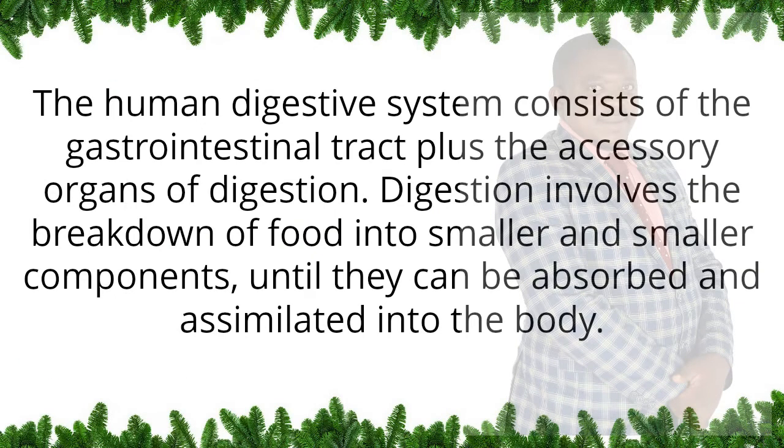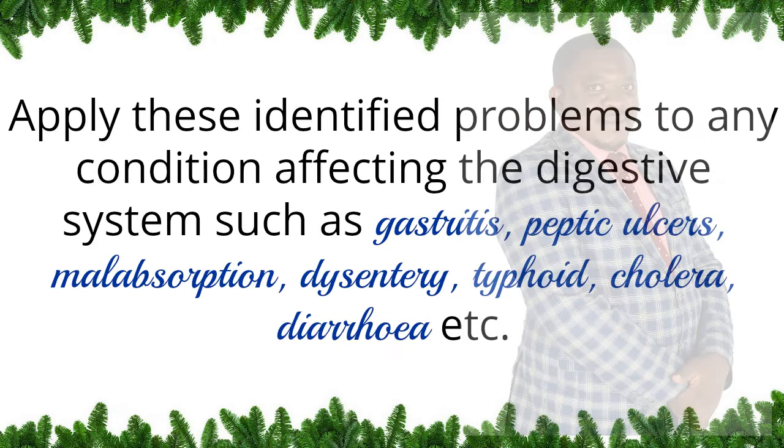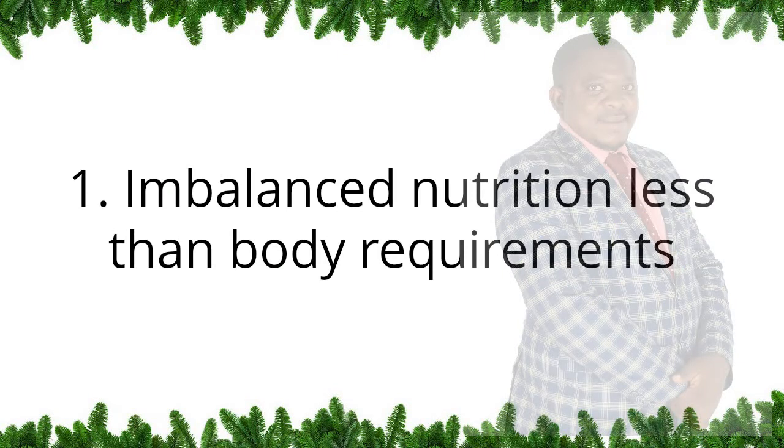The digestive system. The human digestive system consists of the gastrointestinal tract plus the accessory organs of digestion. Digestion involves the breakdown of food into smaller and smaller components until they can be absorbed and assimilated into the body. Apply these identified problems to any condition affecting the digestive system such as gastritis, peptic ulcers, malabsorption, dysentery, typhoid, cholera, diarrhea, etc.